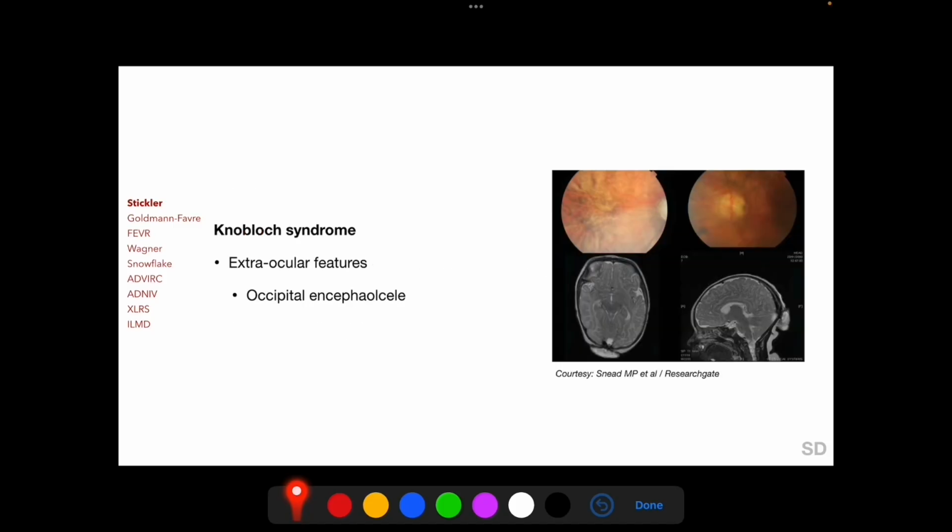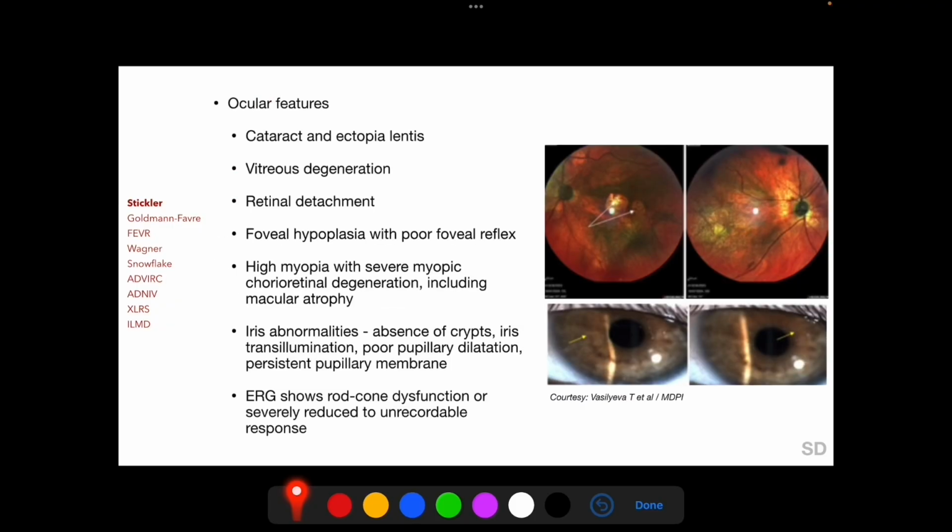Patients with Knobloch syndrome have occipital encephalocele as seen here in these two CT scans, and ocular features in patients with Knobloch syndrome include, in addition to vitreous degeneration, retinal detachment and cataract with ectopia lentis, high myopia with severe myopic chorioretinal degeneration including macular atrophy as seen here in these clinical photographs, which cause loss in central vision in these patients, and also iris abnormalities with absence of crypts as seen here in these two clinical photographs, and iris transillumination defects. ERG in patients with Knobloch syndrome is also abnormal.